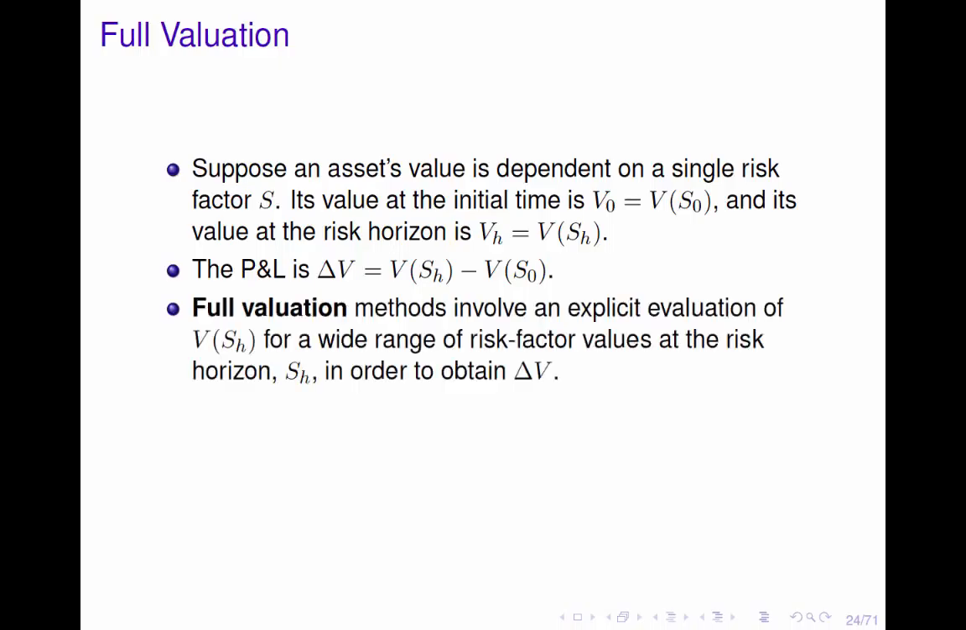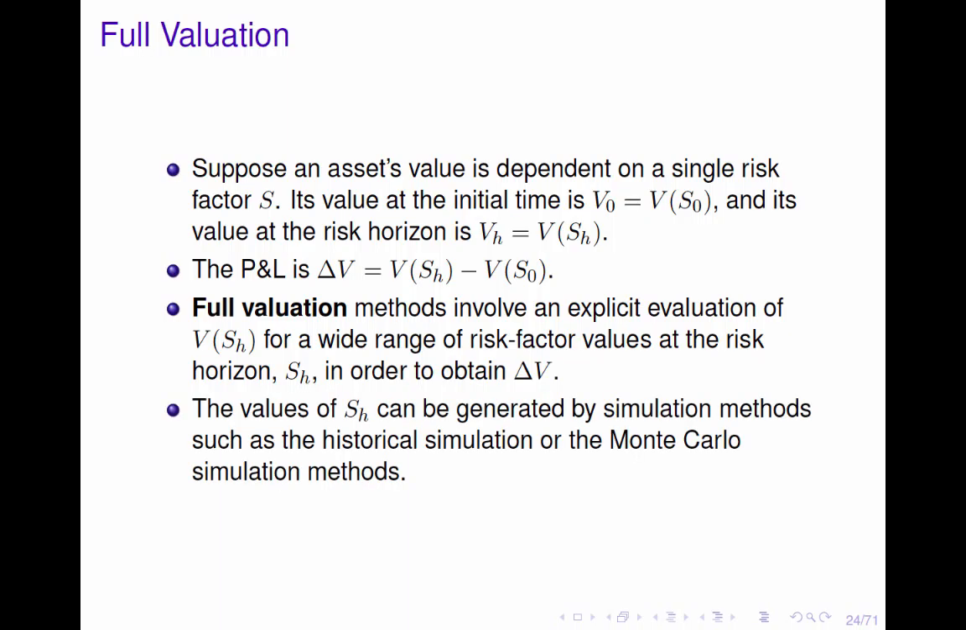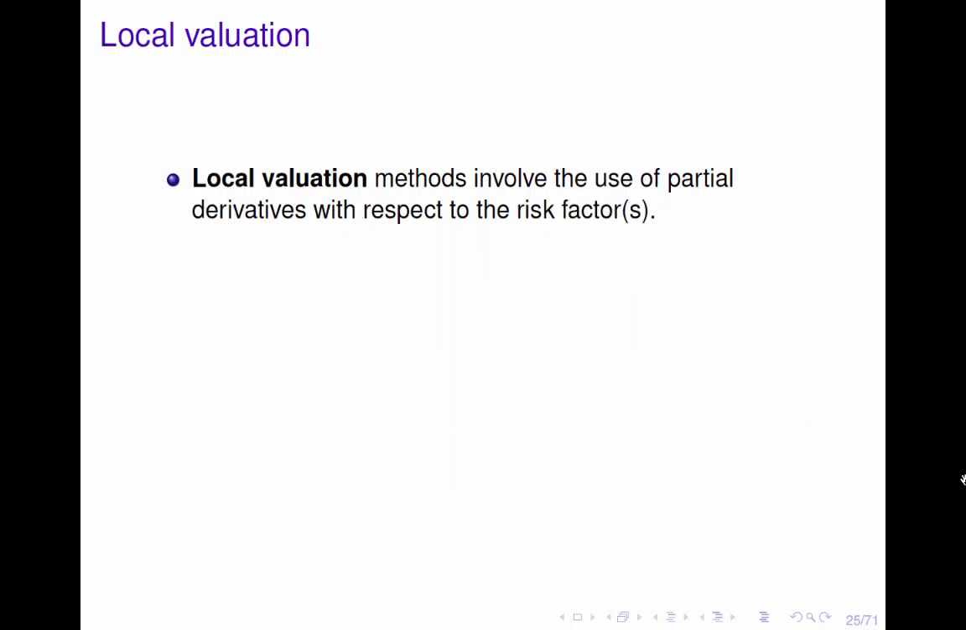Full valuation methods involve an explicit evaluation of VH for a wide range of risk factor values at the risk horizon in order to obtain delta V. The values of SH can be generated by simulation methods, such as the historical simulation or the Monte Carlo simulation. In the following, we will focus on the local valuation. Local valuation methods involve the use of partial derivatives with respect to the risk factors.